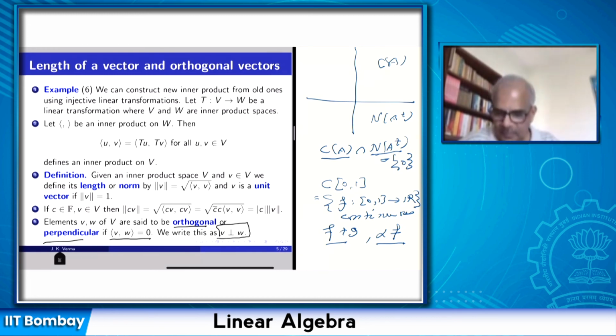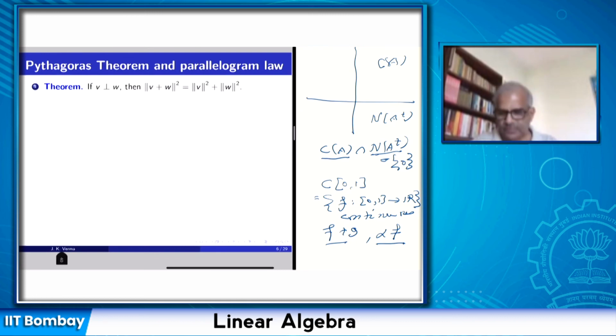So we have introduced the length of a vector. It is the square root of the inner product of V with itself. And then we notice that if you scale a vector, then the norm of the scaled vector is equal to the absolute value of C times the norm of V. And if two vectors are perpendicular, we test it by checking whether their inner product is 0.